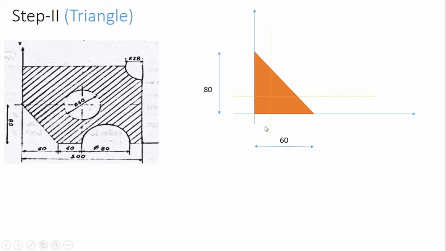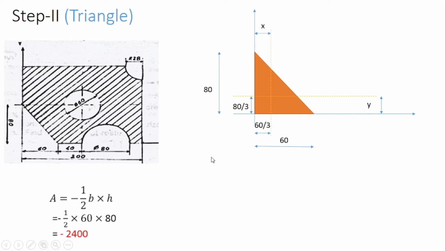Now this length is equal to 1/3 of the base, so it is equal to 60 by 3. And this height is equal to the total height divided by 3, so it is 80 by 3. Always remember, from the base it is base by 3, and from the height it is height by 3. In this way we can locate the centroid from the reference axis. Now x bar is the horizontal distance between the centroidal axis and the reference axis. So this is your x bar, and y bar will be the vertical distance between the centroidal axis and the reference axis.